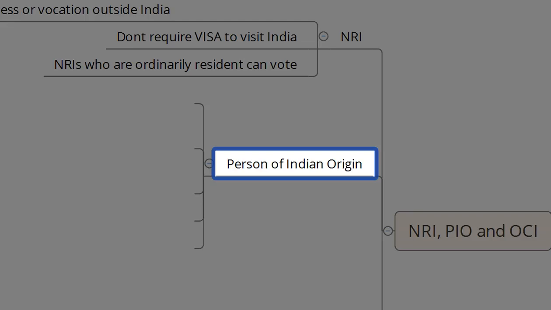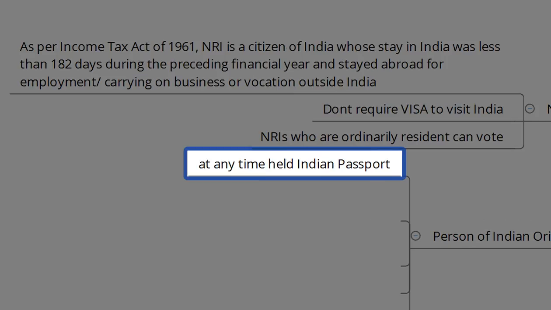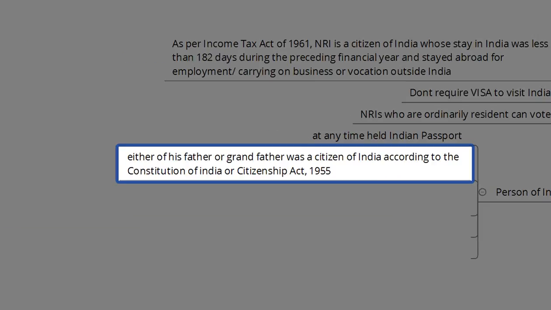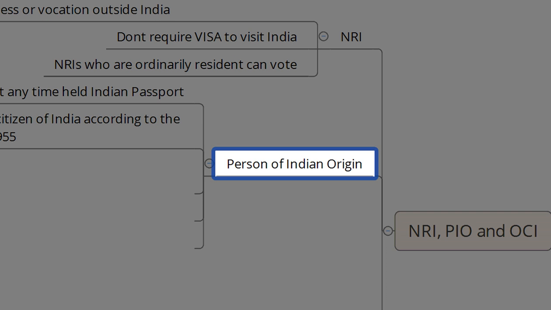Then we have persons of Indian origin. These are persons whose ancestors were Indian nationals, but they are now presently citizens of some other country. That means they are holding a foreign passport. Maybe they were also at one time holding an Indian passport, but now they are not. Either of his parents or grandfather was a citizen of India according to the Constitution of India or the Citizenship Act of 1955. These persons have their roots through father or grandfather, and maybe they were once citizens of India, meaning at one time they held the Indian passport somewhere in their lifetime. So these persons are persons of Indian origin.